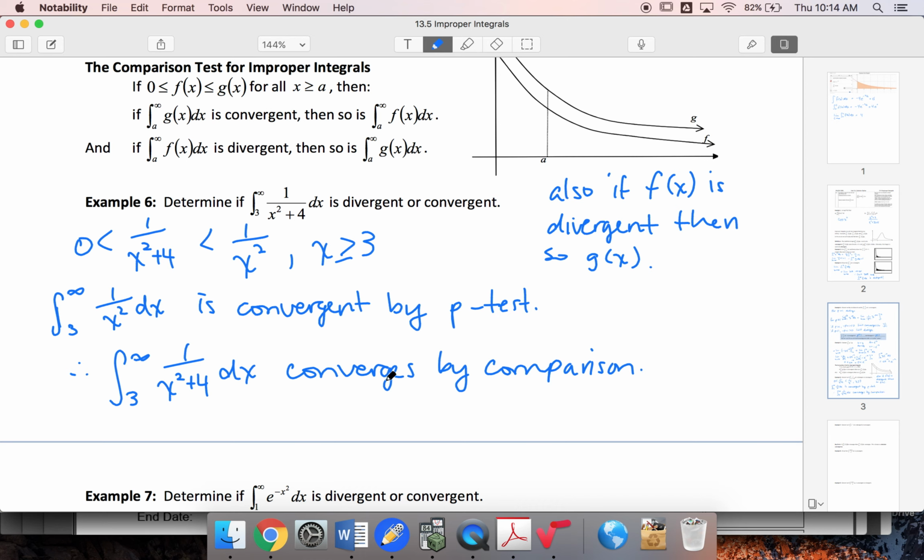And that's all I need to say. You need to have these two parts in order to say the comparison. So stating that your function is less than the function you're comparing to, and a reason why the function you're comparing to converges.